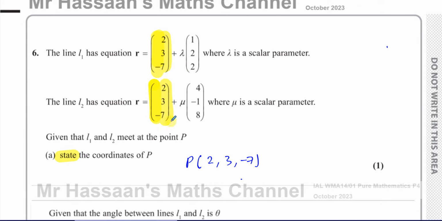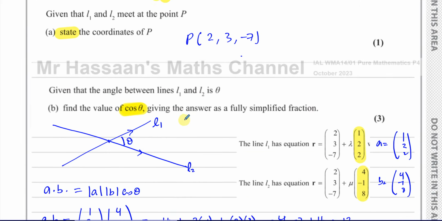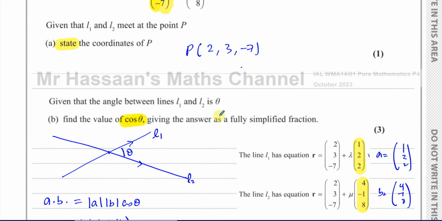Always think, these are the same. Hold on, these are the same. What do those represent? They represent a point on those lines. So if those lines intersect at a point, that must be the point. Anyway, that's a bit of a diversion.